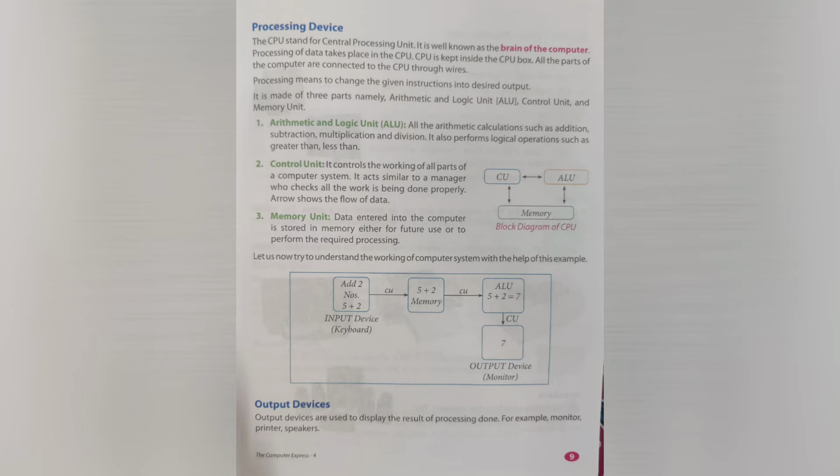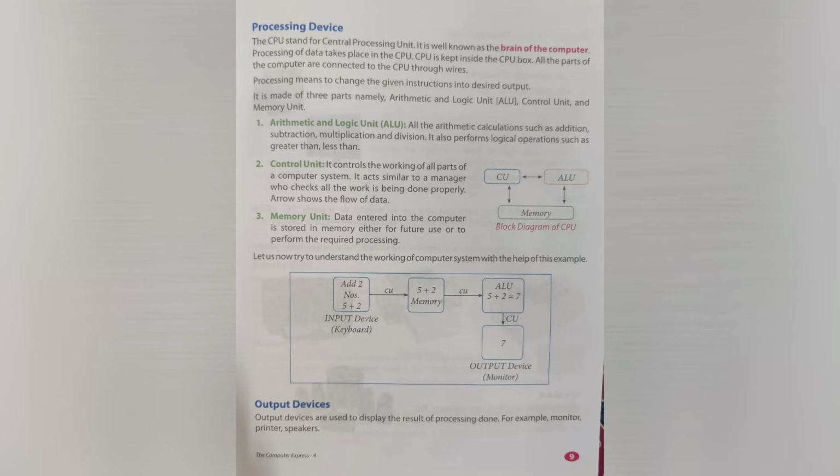Let us now try to understand the working of a computer system with the help of an example. Addition: 5 plus 2. The input device is the keyboard. With the help of the keyboard we enter 5 plus 2. It goes into the memory, then the control unit gives that instruction to the arithmetic and logical unit. In the ALU, 5 plus 2 is equal to 7, and then the control unit shows the result 7 on the monitor.